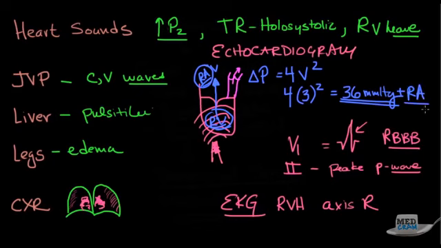Now we estimate that by looking at the IVC. If the IVC is very distended, then we give it a 15. If it's moderately distended, we give it a 10. If it's collapsible, we give it a 5. And we simply add it to the 4V squared number. So echocardiogram is very helpful.